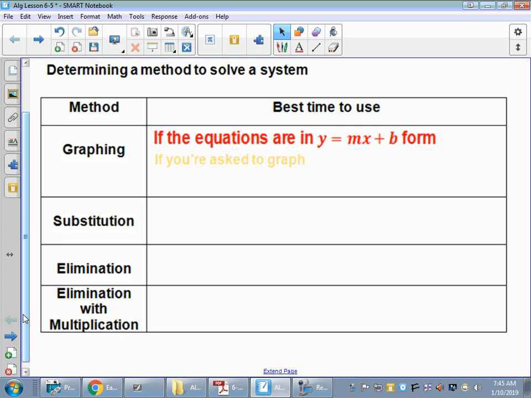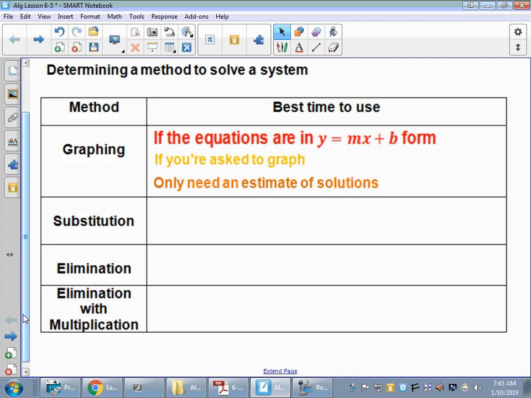The other time is if you're asked to graph it, if I tell you to graph it, or if on a test or a quiz it says graph these. And then if you only need an estimate of the solutions, maybe a quick sketch and say, hey, it's in quadrant 1, both of them are positive, something like that. If you just need a quick estimate and not an exact solution, maybe a quick graph would be the best.